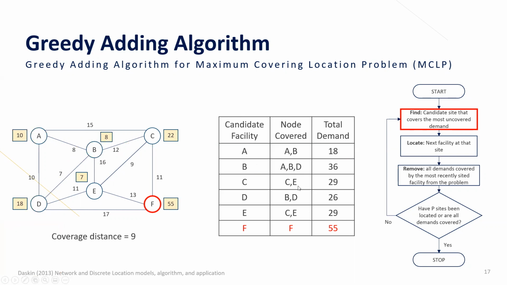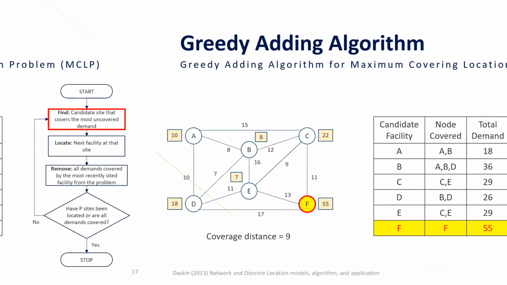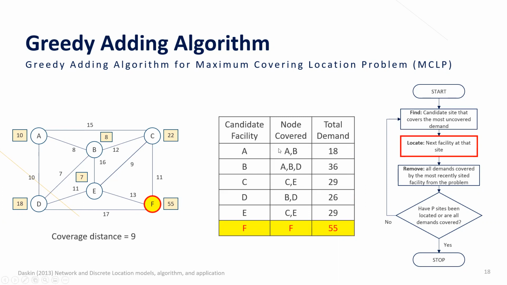Then you need to populate all the table, and then you can see that we want to what? To select the facility that has the most uncovered demand. So out of this one, as you can see here, the most uncovered demand will be covered by F. Okay, that means that we can select and locate F as the facility that we are going to open for the first time. Okay, based on these rules.